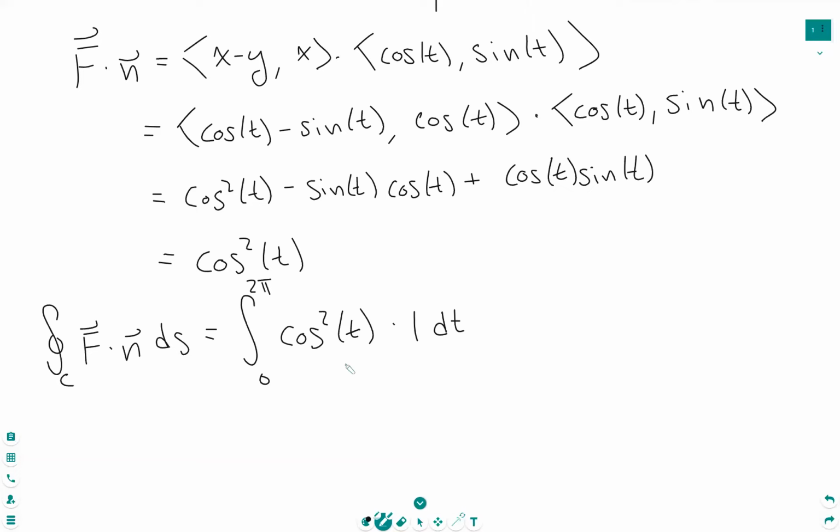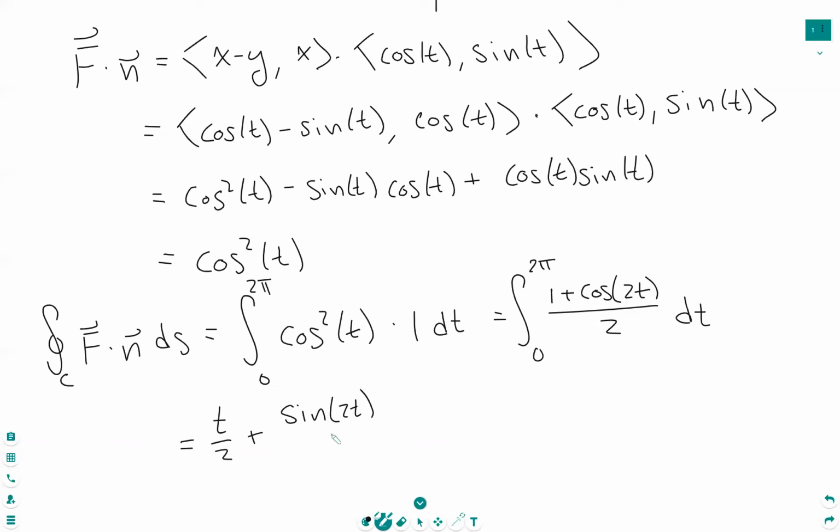If I wanted to do the integral of cosine squared, I can use a double angle formula to help me out. So this is the integral from 0 to 2 pi of (1 plus cosine of 2t) over 2 dt. That's just using a double angle formula. So this is t over 2 plus sine of 2t over 4, evaluated at 0 and 2 pi. This ends up just giving us pi.